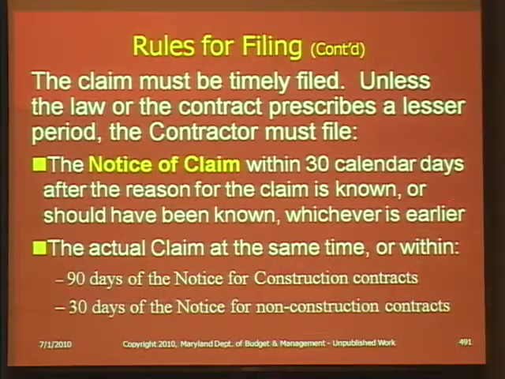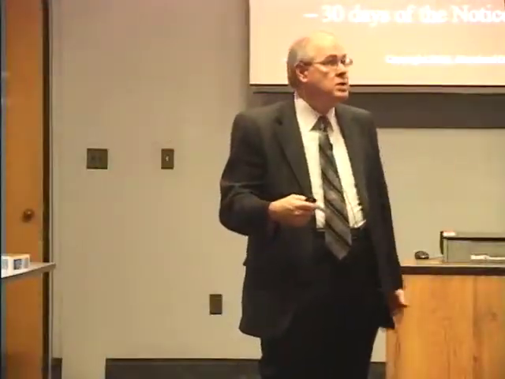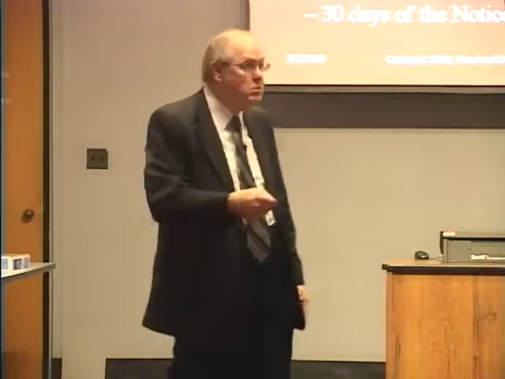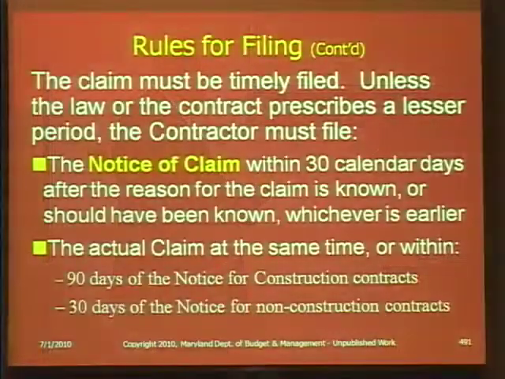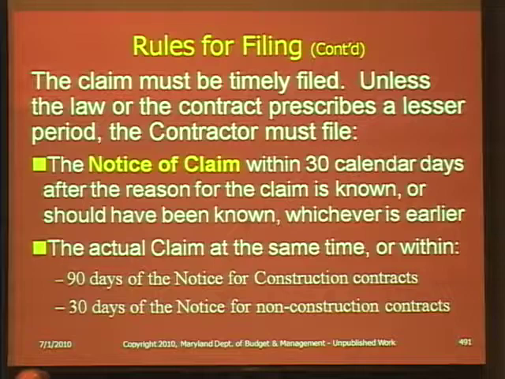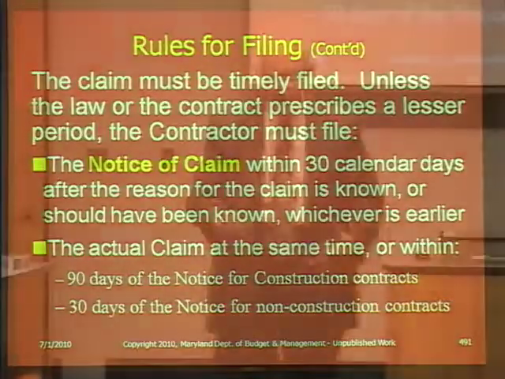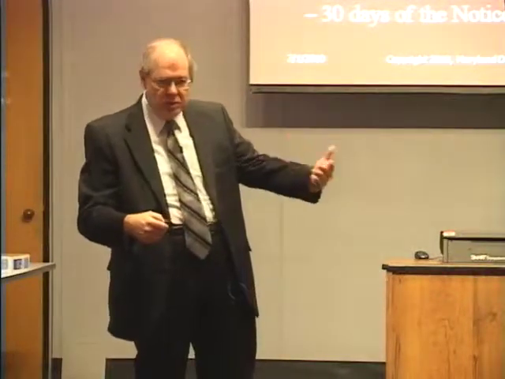Then, having given the notice of the claim within 30 calendar days after the reason is known or should have been known, whichever is earlier, they have to file the actual claim either with the notice or within 90 days if it's a construction contract, or 30 days if it's a non-construction contract. So you can see this is a much longer time frame than involved in protest, when it's 7 days to file the protest and 10 days to appeal the protest. Here they have a minimum of 120 days for construction, if you have 30 days for the notice and then 90 days before the actual claim, and a minimum of 60 days possible for non-construction contracts to just file the claim. And that's what they think they're entitled to and why they think they're entitled to it. Notice is the half page. The claim might be 10, 20 pages of justification for the value they're claiming.